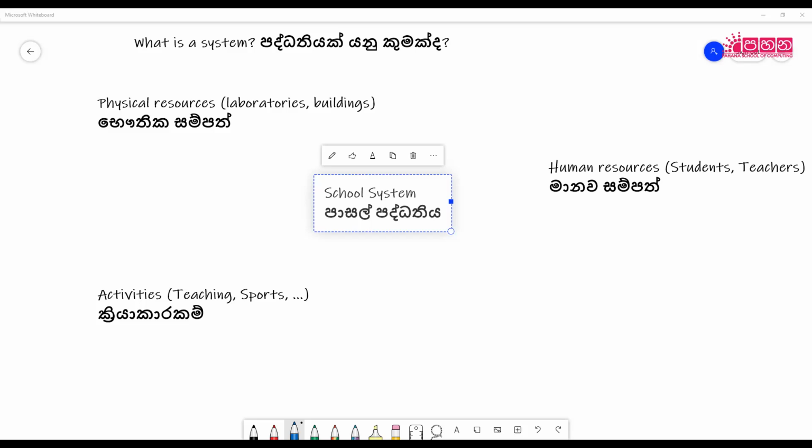එහෙනම් මේකේ ගත්තොත් මේ පද්ධතියත් කොටස් තුනක් තියෙනවා. We have input, we have process, we have output.